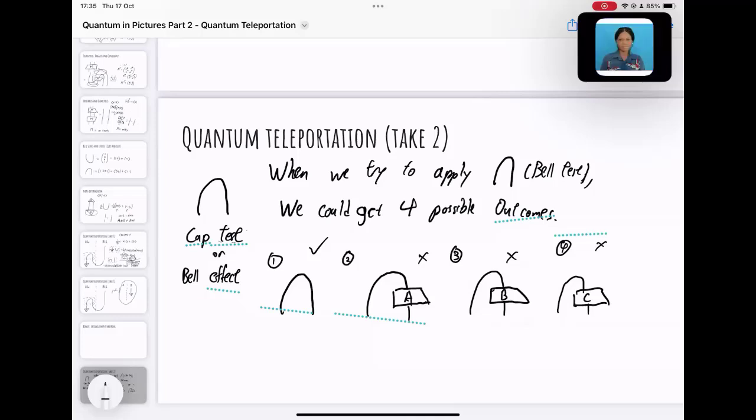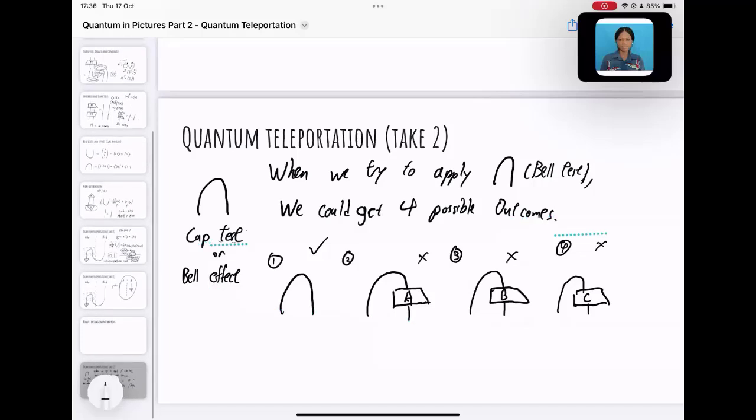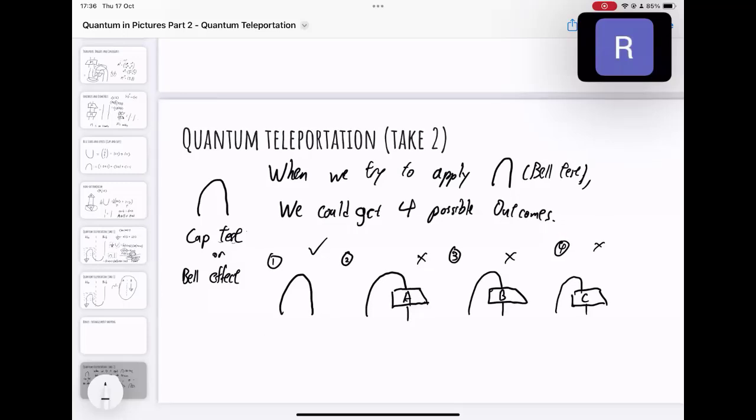What are those A, B, C? Like I said earlier, these boxes are just linear maps, but I actually haven't told you what the linear maps are. That's a good question, so I might in fact write them out. Thank you for your question.